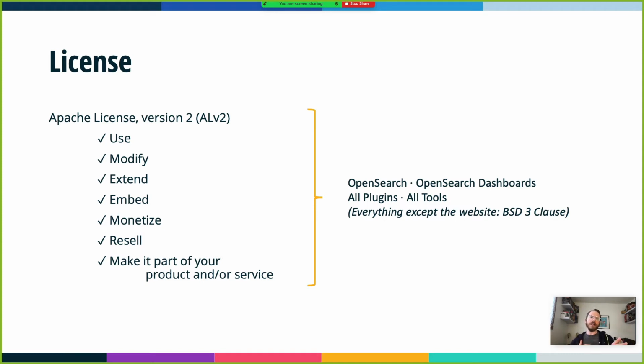Now, there is one exception to the everything-Apache-version-2 rule. The website, which is open source, is BSD 3-clause licensed. It's got a different history, so it is a little different.